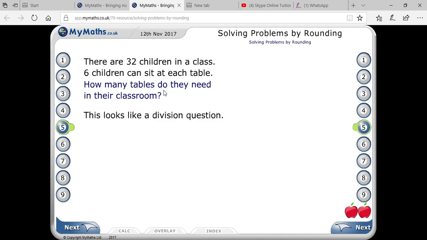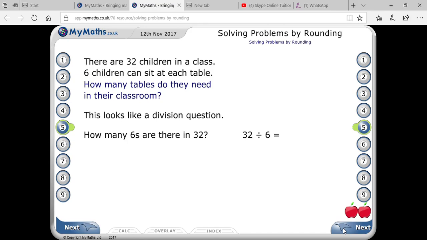If it's a division type of question, no doubt, you will divide 32 by 6. So 6 fives are 30, and then 2 will be your remainder. So there will be 6 tables, not 5. You know why? Because for the remaining 2 children there should also be another chair.